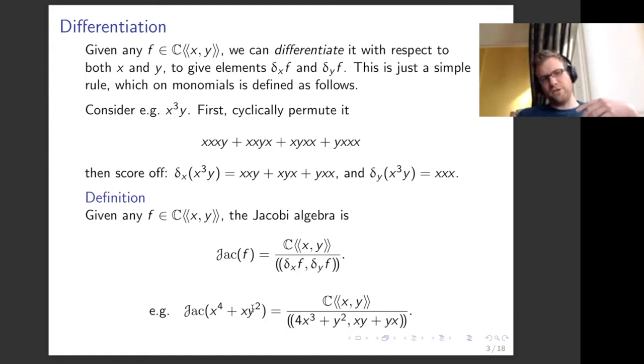So if I differentiate this object with respect to x, it should not surprise you. That gives you 4x cubed plus y squared. And I differentiate with respect to y, I should get 2xy, kind of. But of course, in non-commutative land, that being xy plus yx. So I take the closure and I have an algebra. And this is quite a remarkable algebra. So what is the intuition you should have for this algebra?